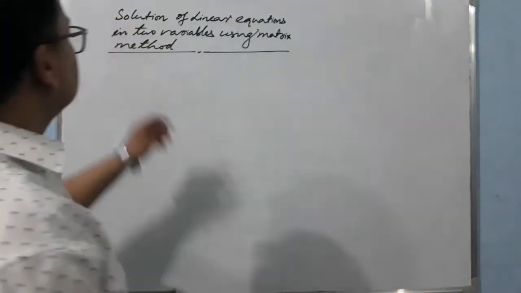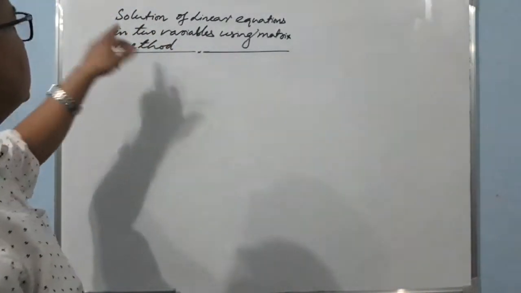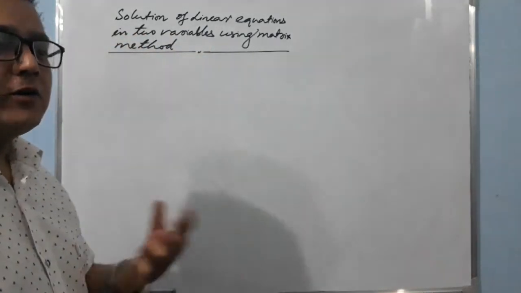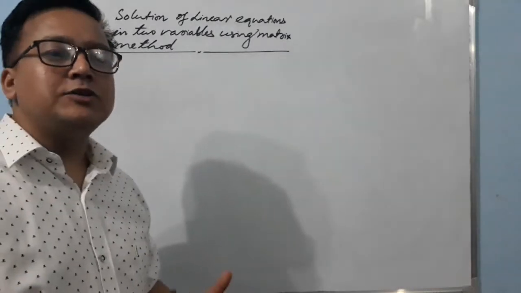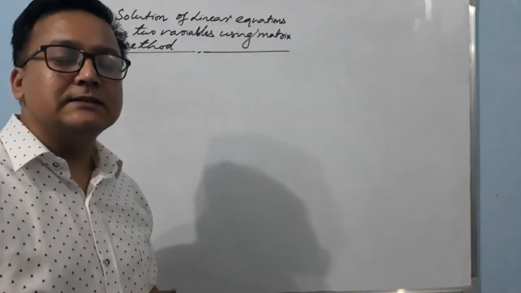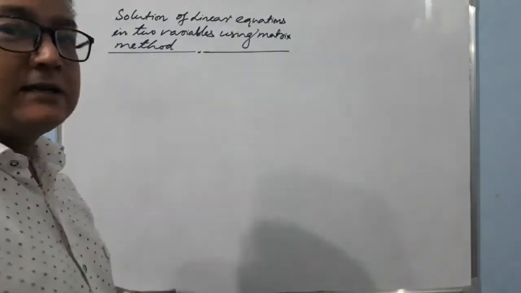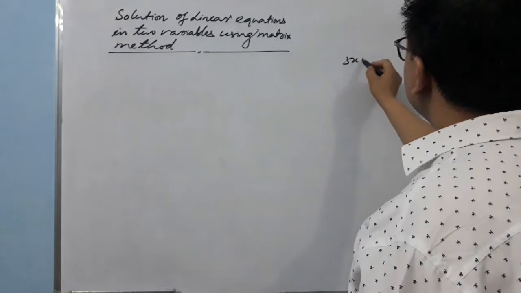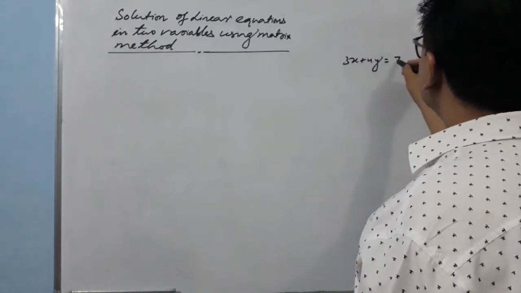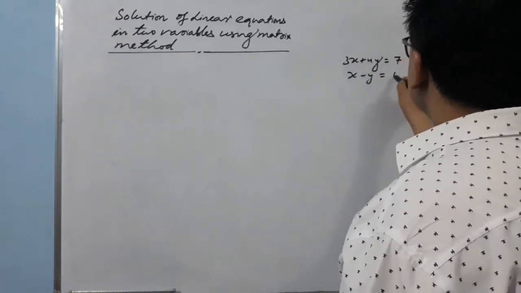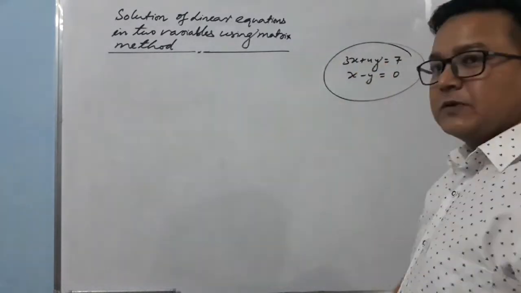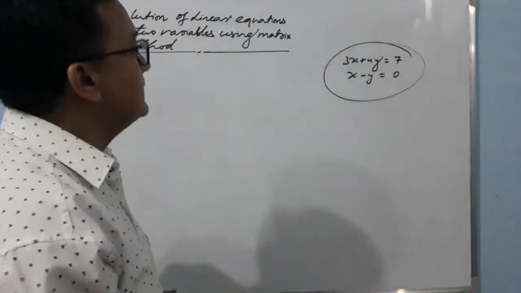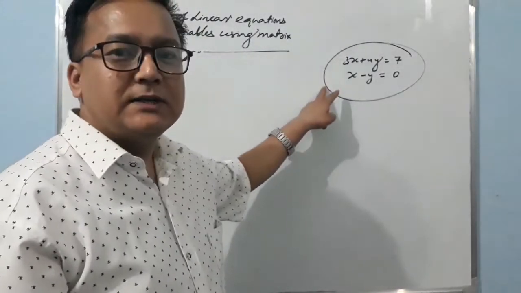Today I've taken the topic solution of linear equations in two variables using the matrix method. How do you find the solution of simultaneous equations by using the matrix method? Simultaneous equations are a system of linear equations like 3x plus 4y is equal to, let's suppose, 7, and x minus y equal to 0. Here these two equations are called simultaneous equations or a system of linear equations.